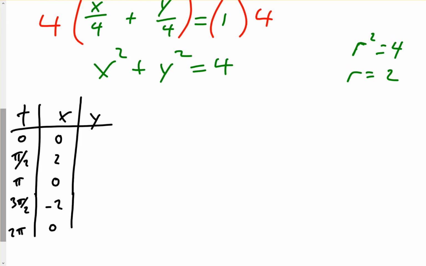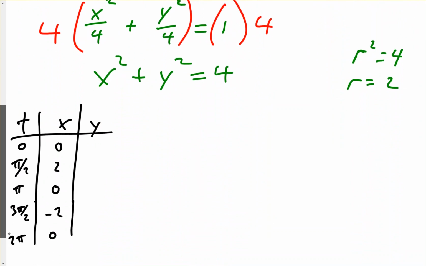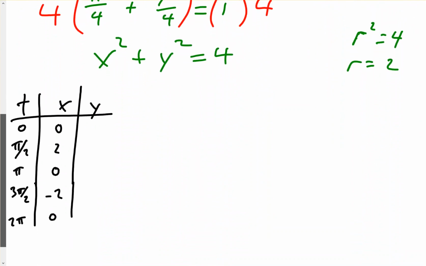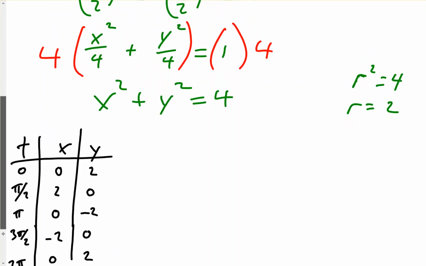Okay, for my y's, y is equal to 2 cosine t. So that means when t is 0, cosine of 0 is 1 times 2, that's 2. Cosine of 90 is 0. Cosine of pi is negative 1 times the 2 would be negative 2. Cosine of 270 would be 0. And cosine of 2 pi would be 1 times 2, which is 2. Okay, so at time equals 0, I am at 0, 2.